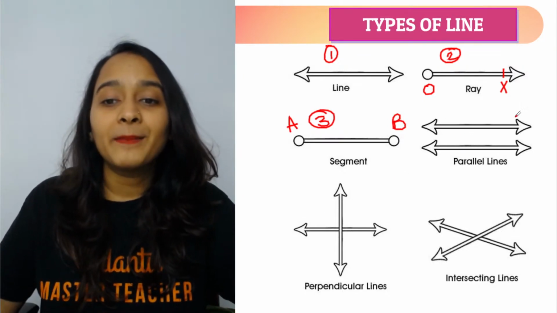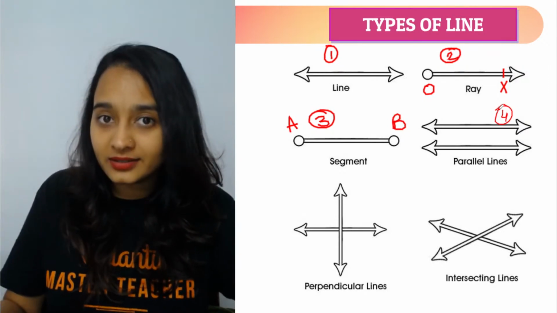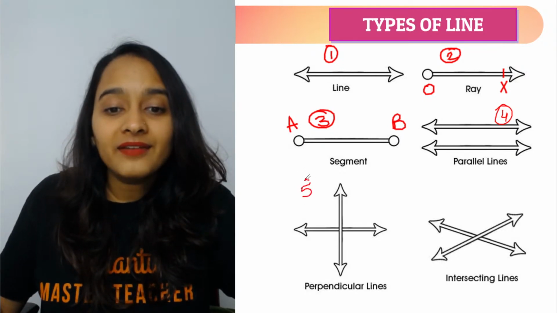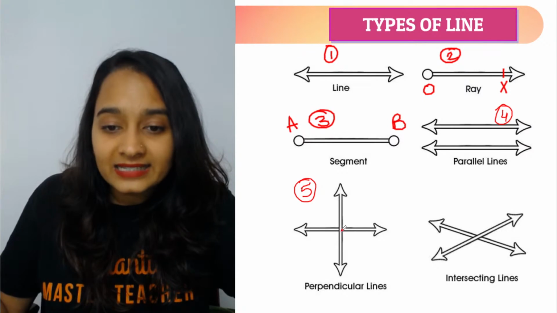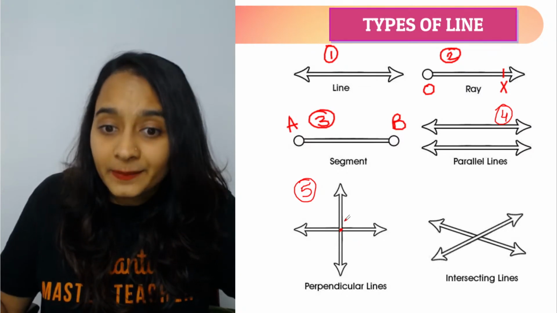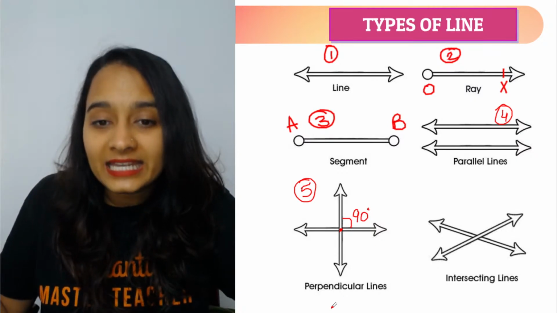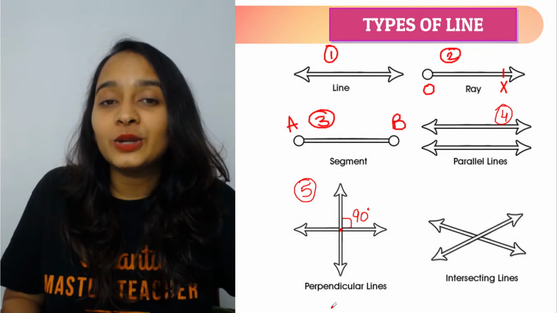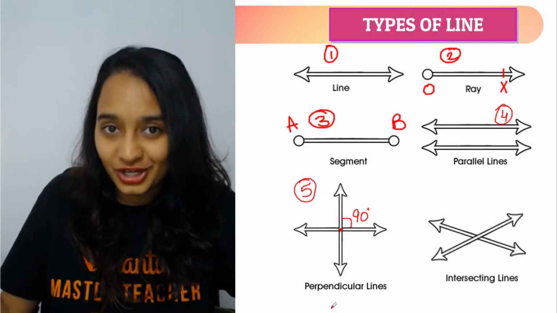And then we have parallel lines. Lines that never meet each other are called parallel lines. And then we have the perpendicular lines. Two lines intersect at this point. At the point of intersection, if they're making an angle of 90 degrees, the two lines are said to be perpendicular lines. They are perpendicular to each other.